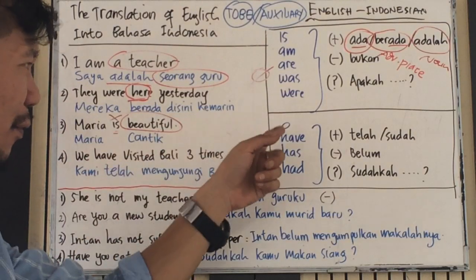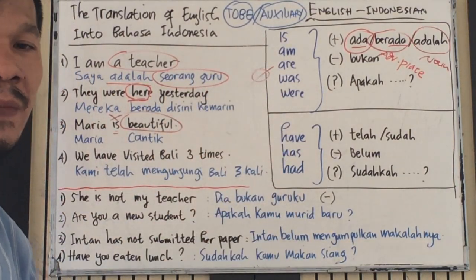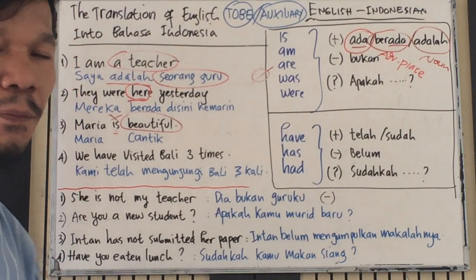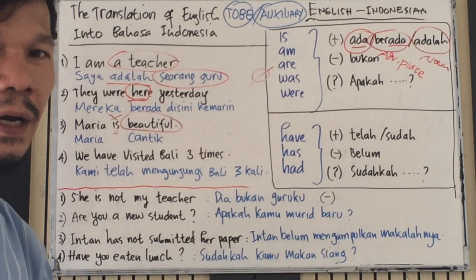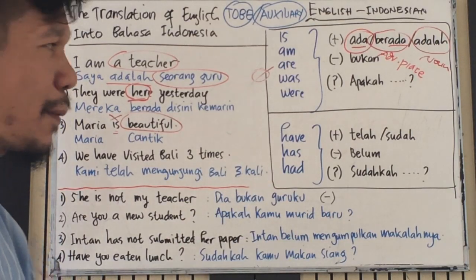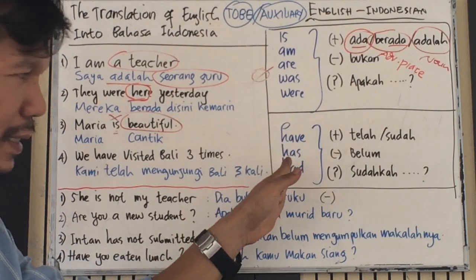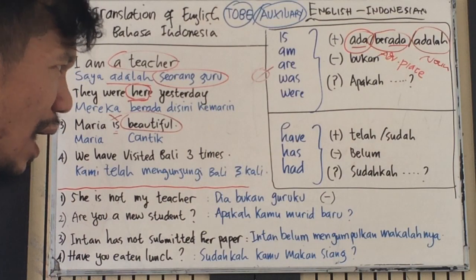Number 4, we have received it three times. So have, has, had means we use the auxiliary have, has, had in perfect tenses. Have and has are used for present perfect, and had is used for past perfect. But those three words are translated into telah or sudah. They have a similar meaning, telah or sudah.